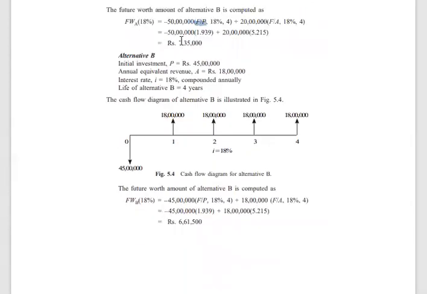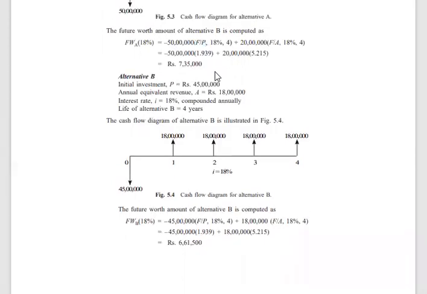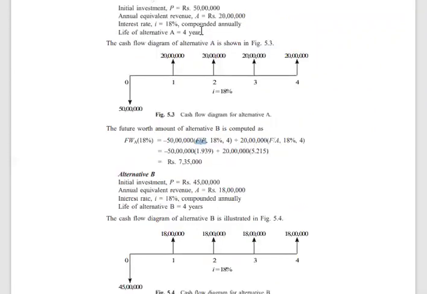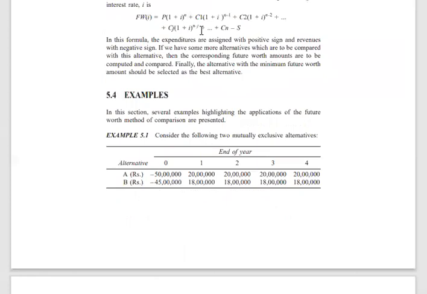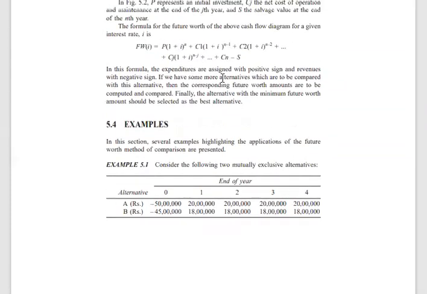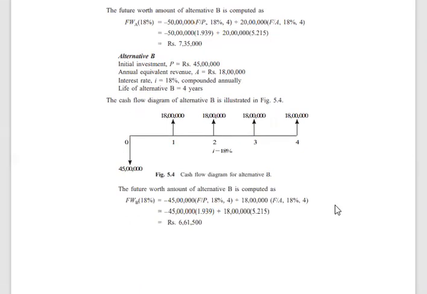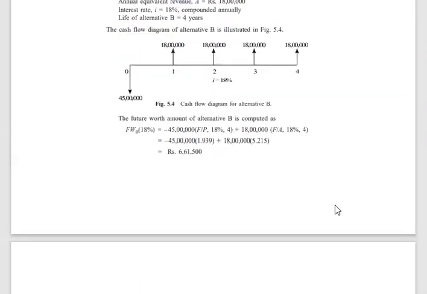So here, 7 lakhs 35,000 and 6 lakhs 61,500. Whichever is greater, that's what we said in future worth. So you can take this 7 lakhs 35,000. But don't forget that whatever you get, you have to adopt that particular factor. So refer to your classwork notes about the factors F by P and F by A, and work it out.